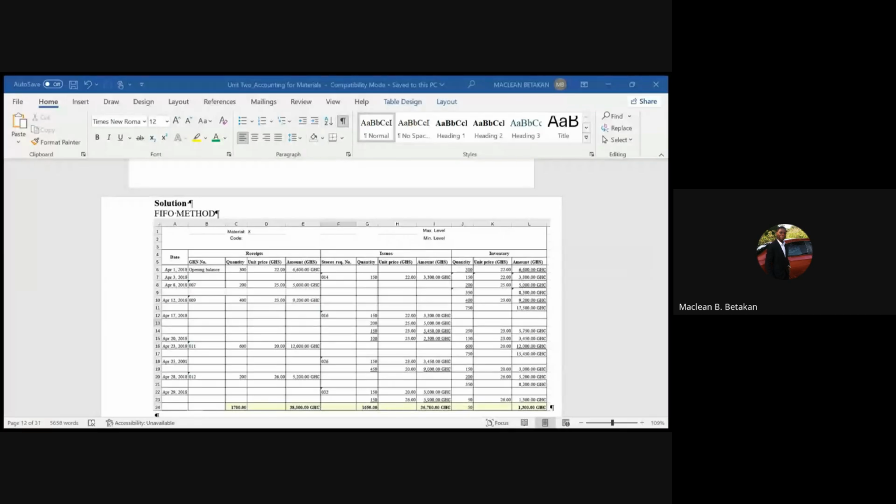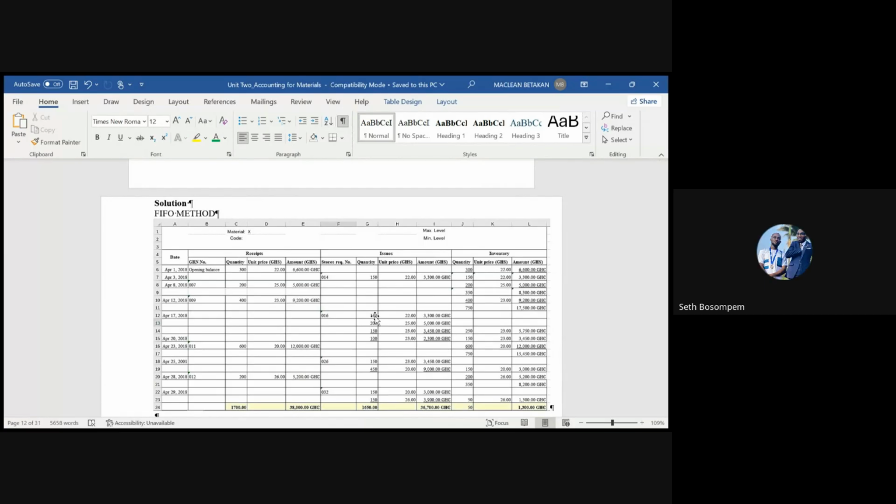Okay, so 150 was left. So we must issue that one first. So we are going to issue 150, which was received at 22. So we are issuing it at 22. So 150 at 22. When we issue 500 and the first 150 is gone, how much is left? 350, right?